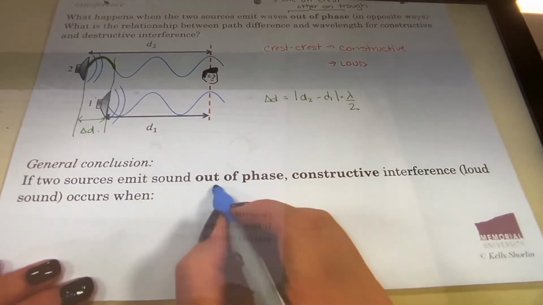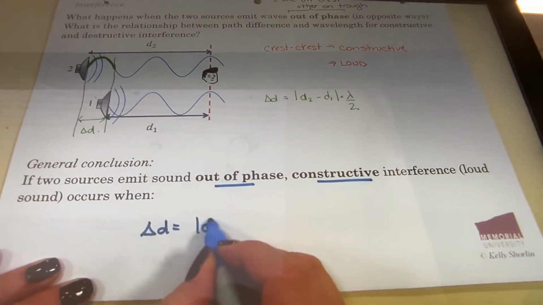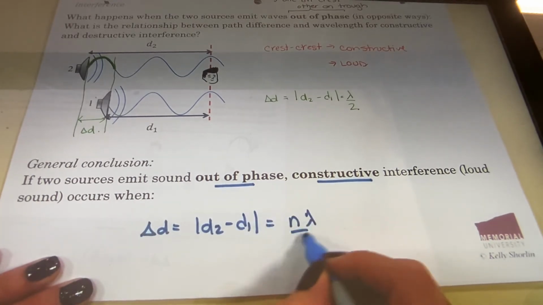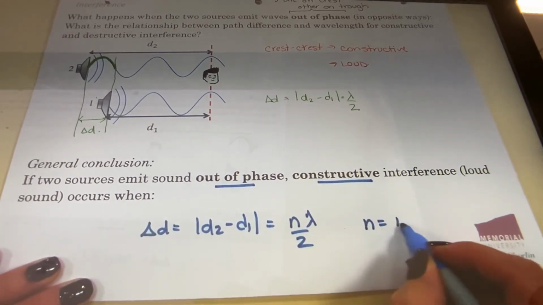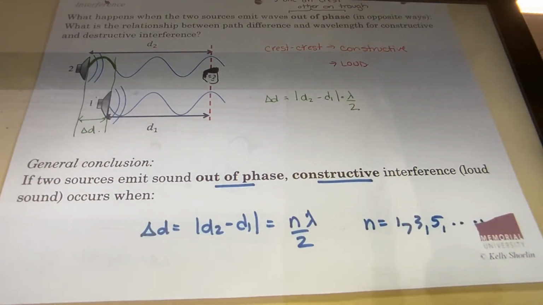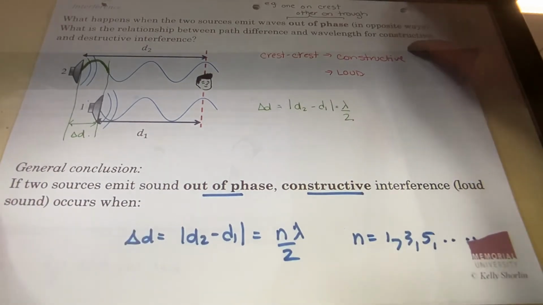So if we're out of phase, we get constructive interference when delta D, which is D2 take away D1, equals n times lambda over 2, where n is your odd integers. Okay, and I've got a slide where I've got this typed up nice and neat, everything on the same page. But we're going to do one more like this, and we're going to talk about out of phase with destructive and get the condition for that one.